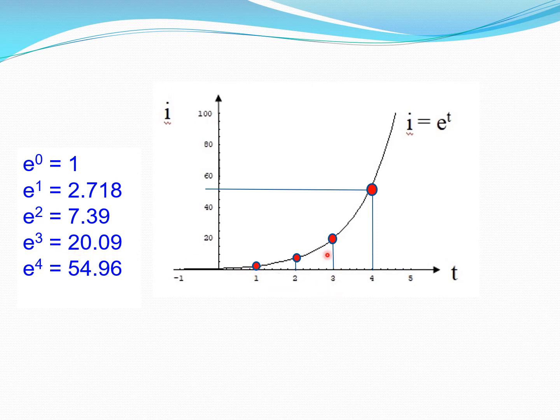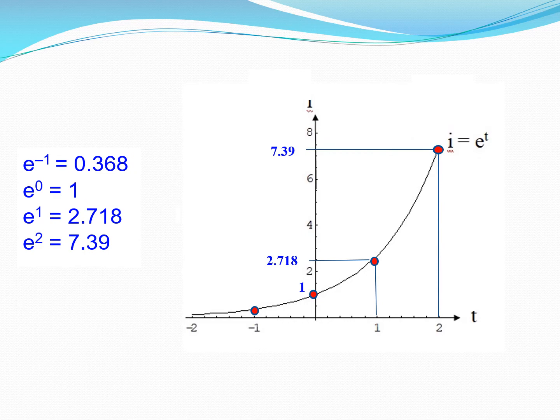So there's t equals 3, e to the power of t is equal to 20. And e to the power of 4 is 54. Looking at that graph in closer context to 0, you can see e to the power of 0 is 1, e to the power of 1 is 2.718, and so on. And e to the power of negative values tends to get very small as the number gets more negative.